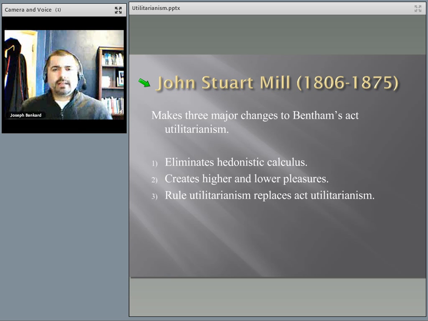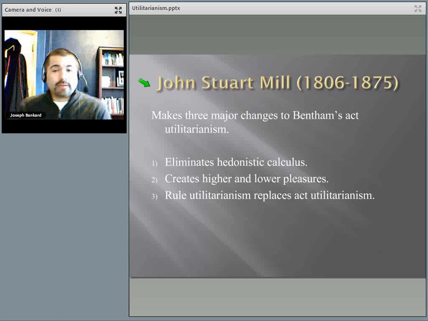Hey class. So last time we talked about act utilitarianism, founded by Jeremy Bentham. Today we're going to talk about John Stuart Mill. He was actually Jeremy Bentham's godson. He was also a utilitarian, but he saw some problems with act utilitarianism and came up with a different formulation. We now refer to it as rule utilitarianism.